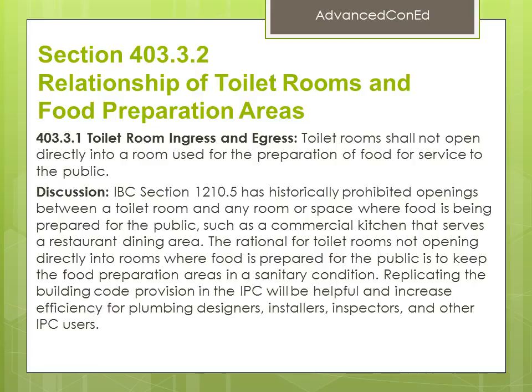Discussion. IBC Section 1210.5 has historically prohibited openings between a toilet room and any room or space where food is being prepared for the public, such as a commercial kitchen that serves a restaurant dining area. The rationale for toilet rooms not opening directly into rooms where food is prepared for the public is to keep the food preparation areas in a sanitary condition. Replicating the building code provision in the IPC will be helpful and increase efficiency for plumbing designers, installers, inspectors, and other IPC users.